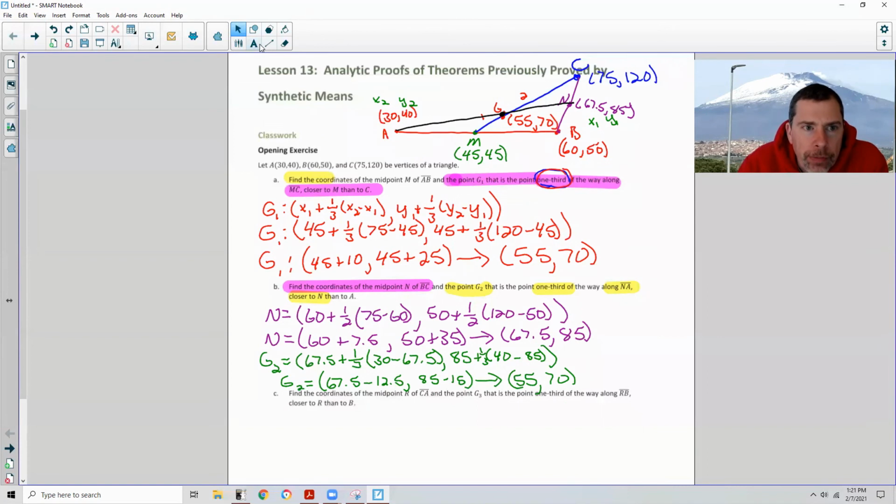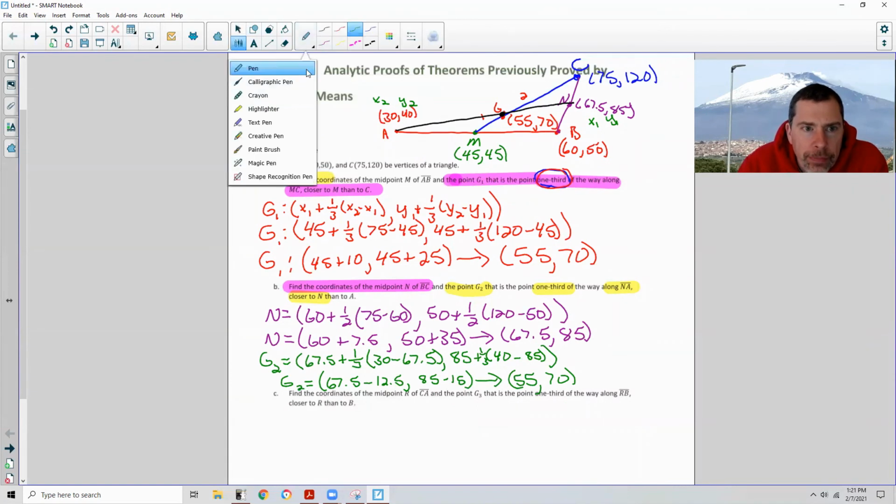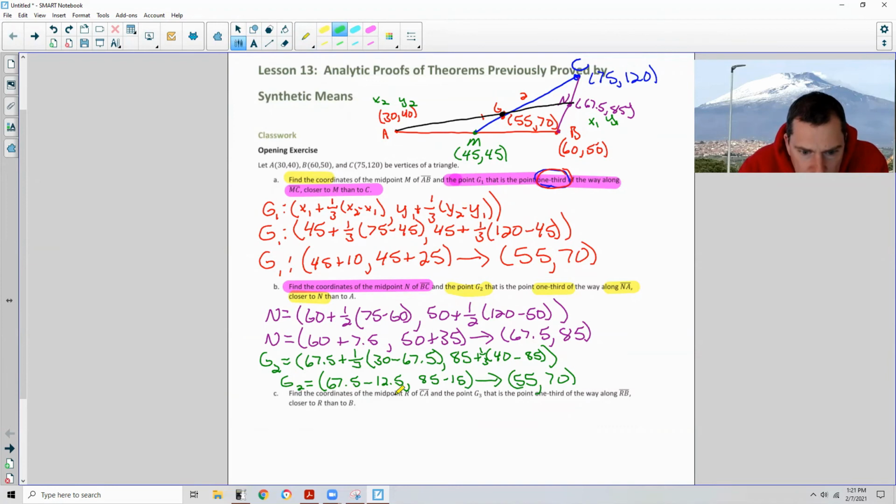Okay, part C. Let me get back to my highlighter. Choose green this time. Find the coordinates of the midpoint R of CA and the point G, that is the point 1/3 of the way along RB, closer to R. Okay, so switch back to my pen. Let's use blue this time. So the first thing I want to do is find the midpoint R.